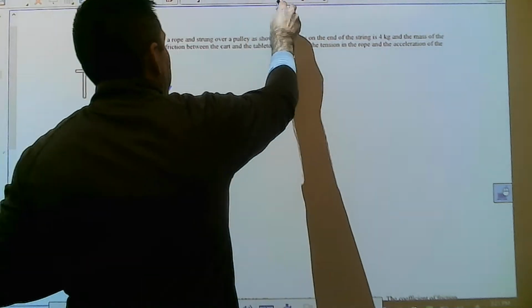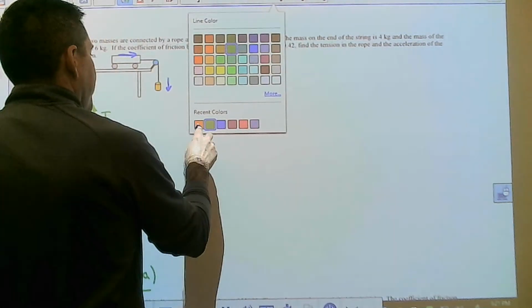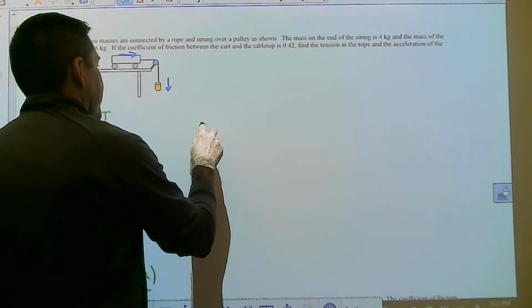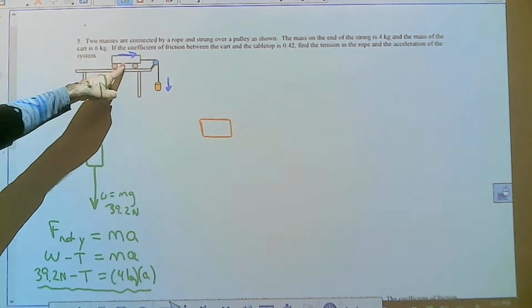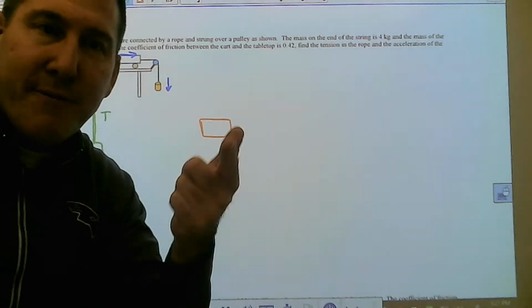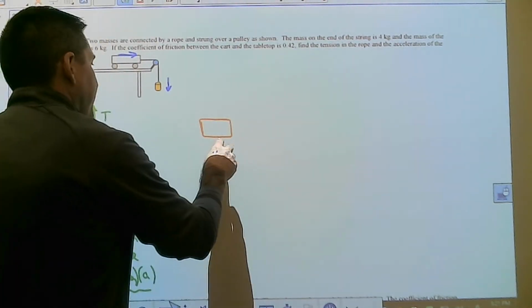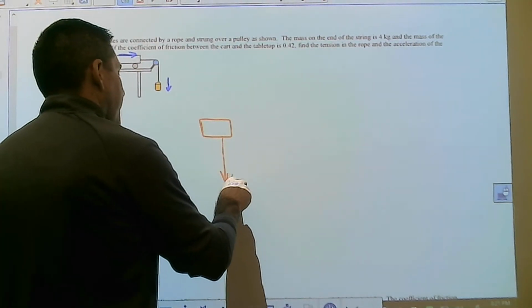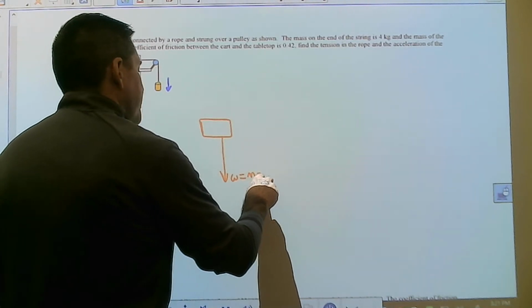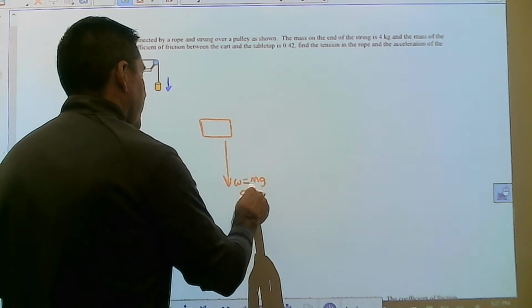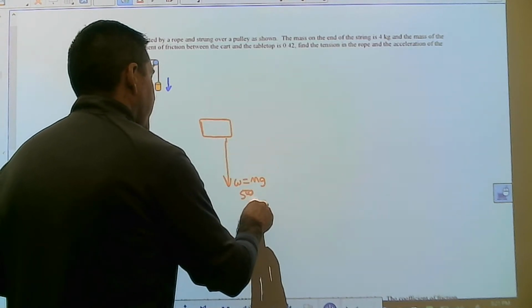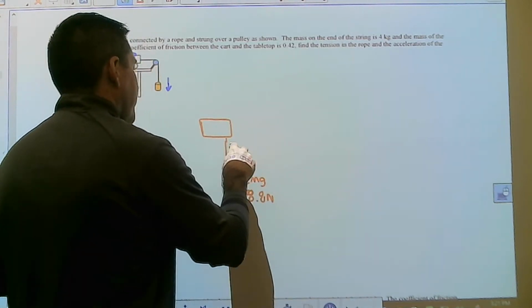I'm going to go to that baby right now. Let's go with orange. All right. So here I've got this mass. Again, the first force I can draw on every single free body diagram is the force of gravity, or the weight. W equals mg. 6 times 9.8 should be 58.8, if I'm doing my math correctly in my head.